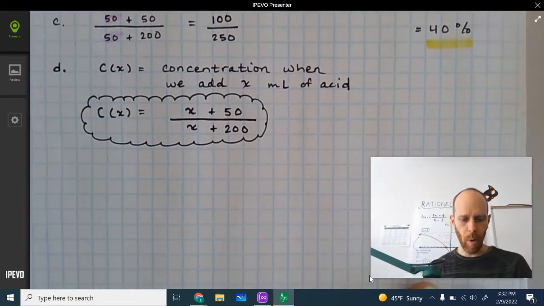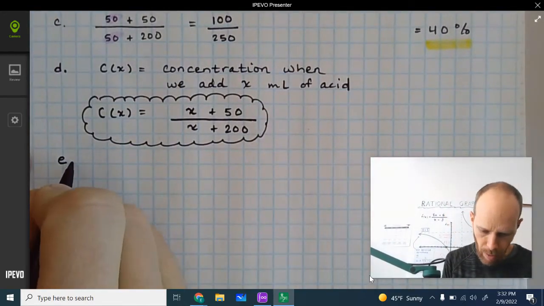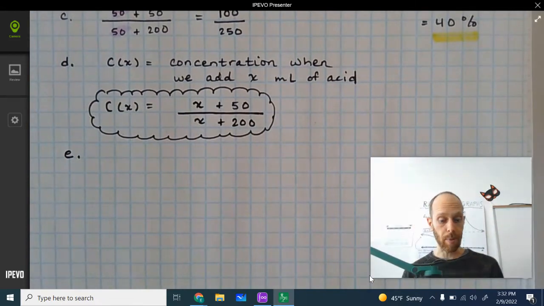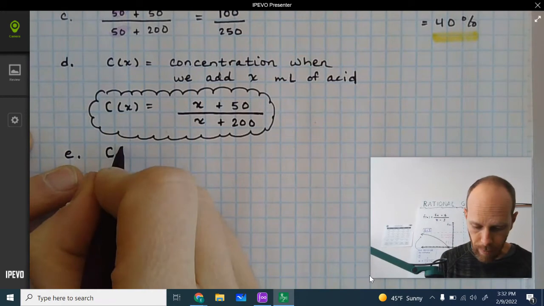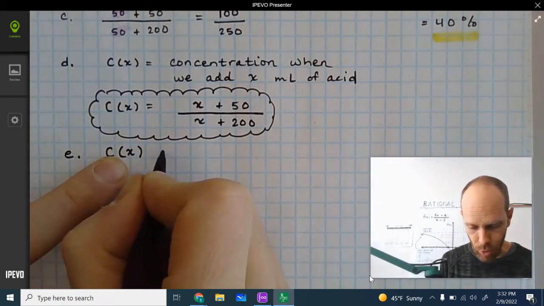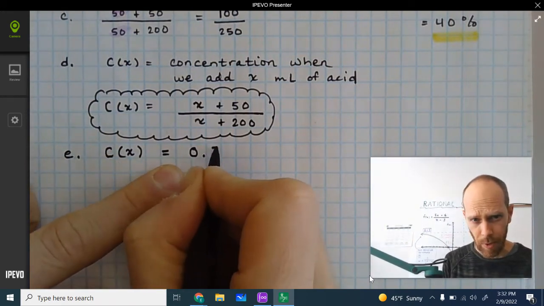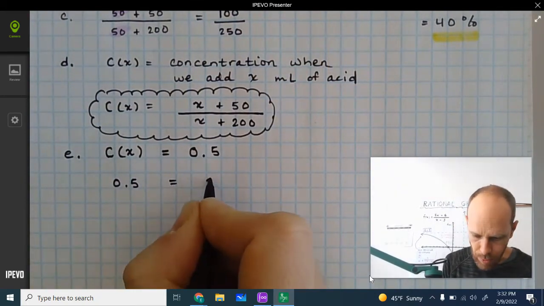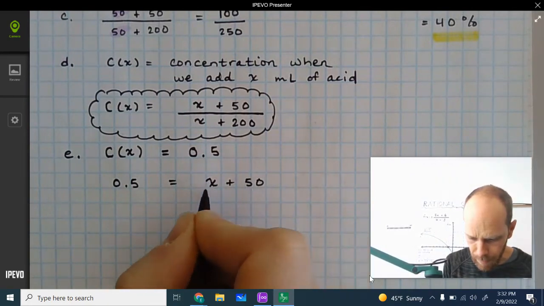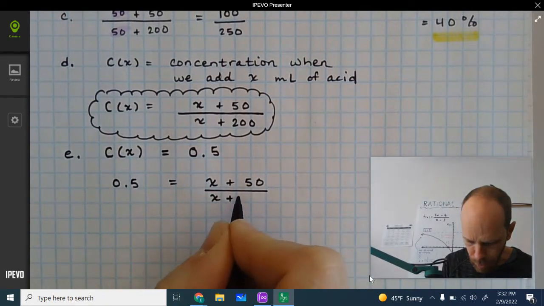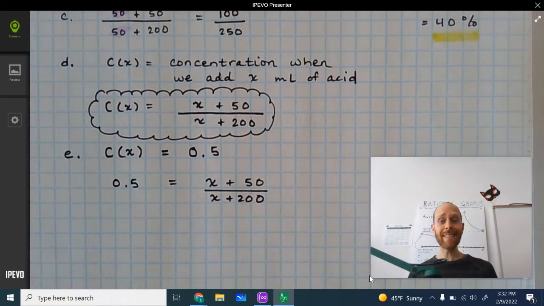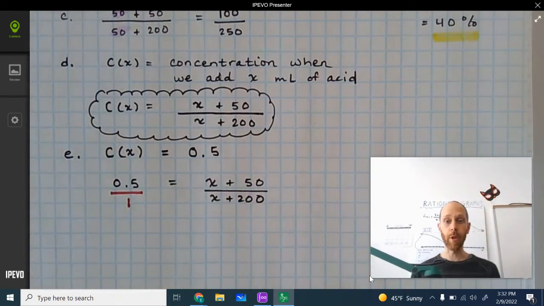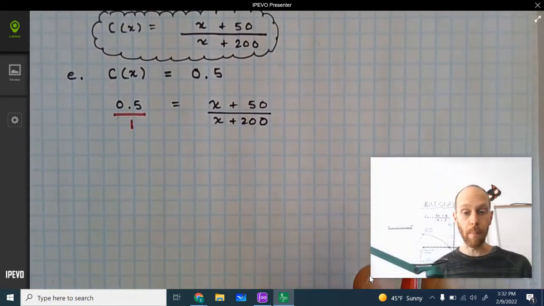E says if we want to know how many milliliters of acid to pour into the beaker in order to get to 50% concentration, we could solve the equation, make the concentration equal to 50%, 0.5. So 0.5 is equal to (x + 50)/(x + 200). There's lots of different ways to solve an equation like this. I personally, since it's already a proportion, would think about cross multiplying.